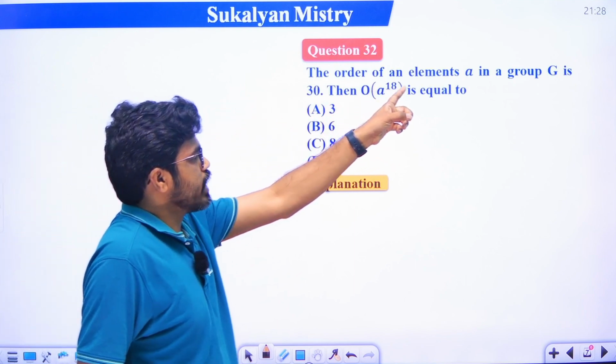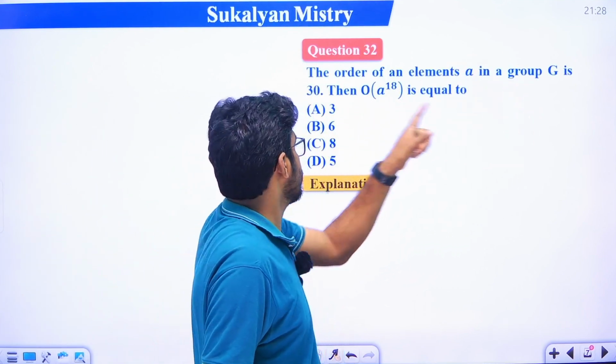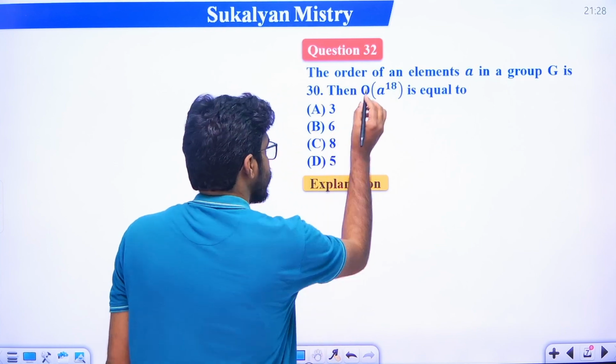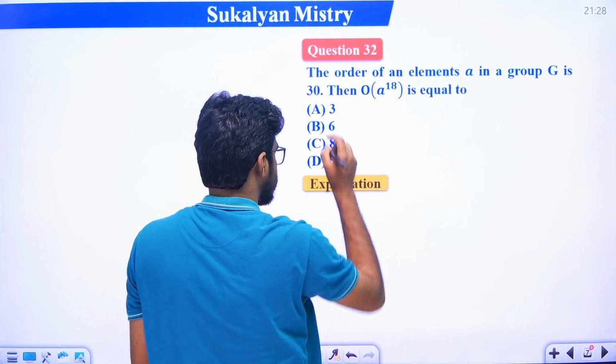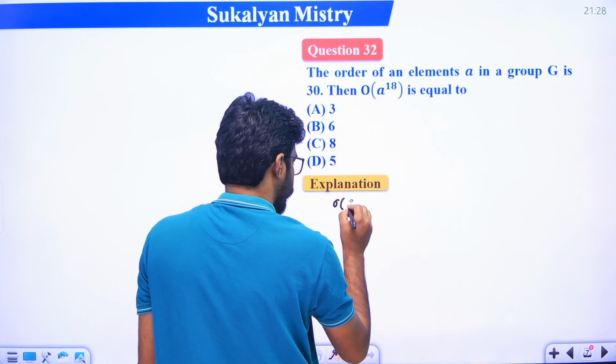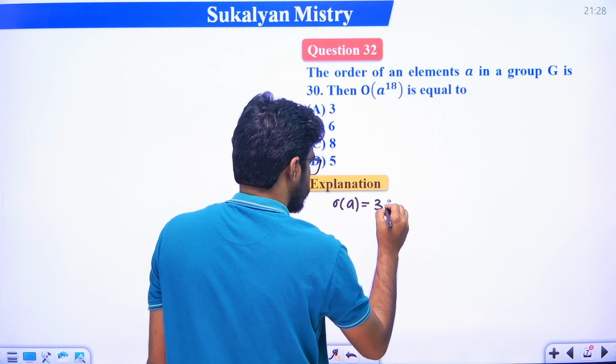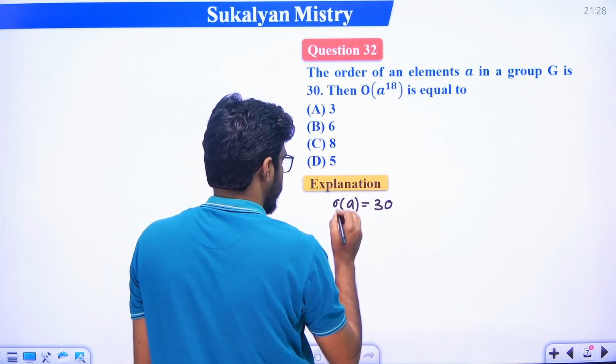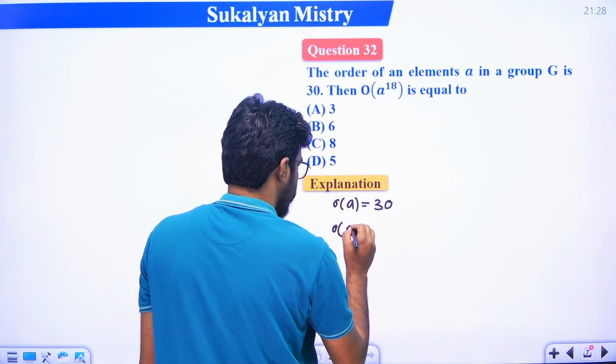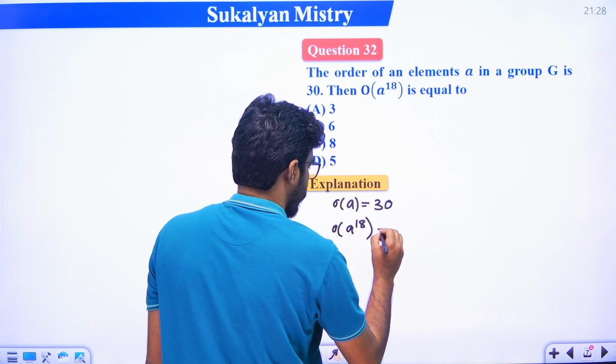The order of an element A in a group G is 30. So what is given here? The order of an element in a group G is 30. That is, it is given that the order of A is 30. We have to find the order of A to the power 18.